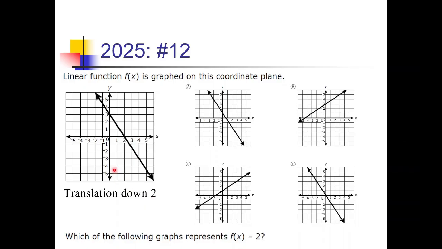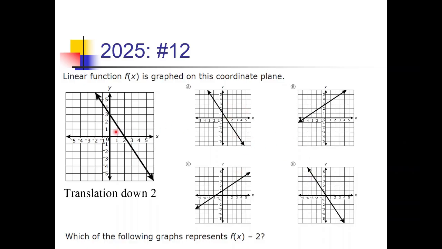So that means that we're not flipping anything or rotating anything. So at the very least, we should have a graph that is sloping in the same direction. That allows us to immediately eliminate answer choices C and D, which are sloping up, not down. So that narrows it down to choices A and D.